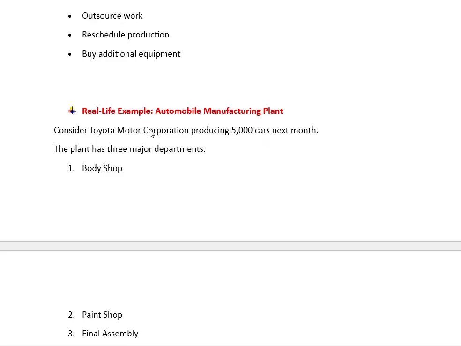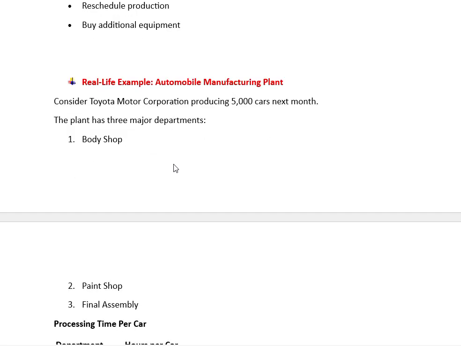So let's come to real life example. Here I give an example of automobile manufacturing plant. Consider Toyota Motor Corporation producing 5,000 cars next month. The plant has three major departments: body shop, paint shop, and final assembly.